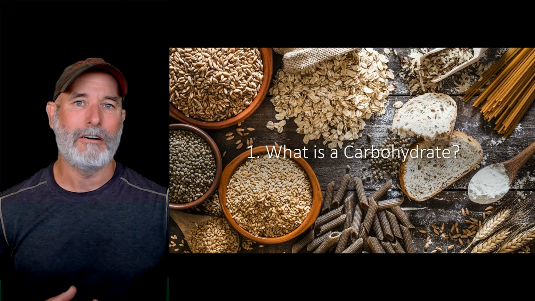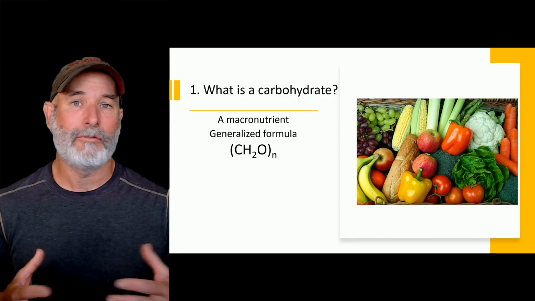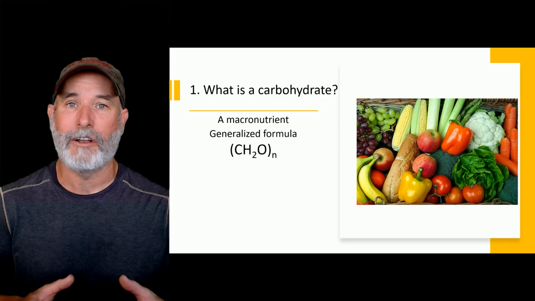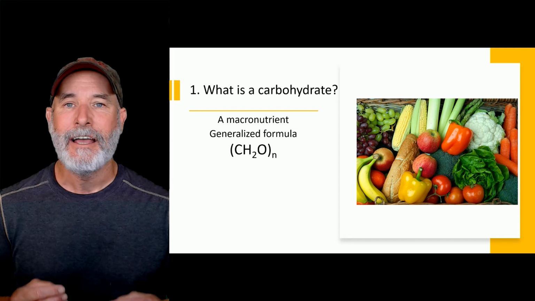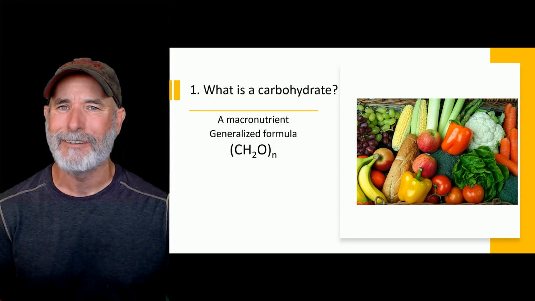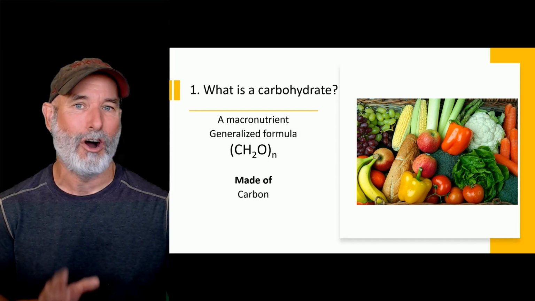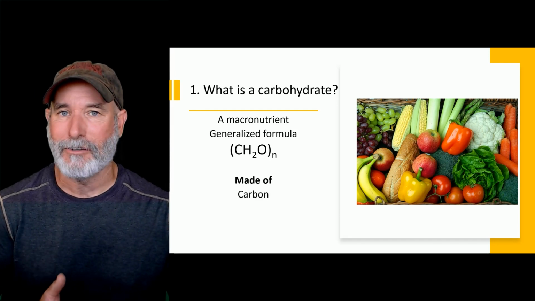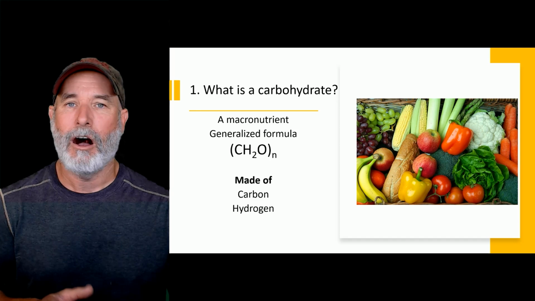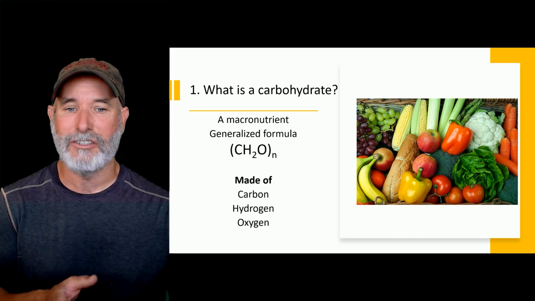So first of all, what exactly is a carbohydrate? Well, if you're a nutritionist, it's one of the four macronutrients. And the generalized formula for it is CH2O to the n. All right, so what does that mean? First of all, it's made of carbon. This is an organic molecule, so it's going to have carbon in it. Also a bunch of hydrogen and oxygen, hence CH2O.